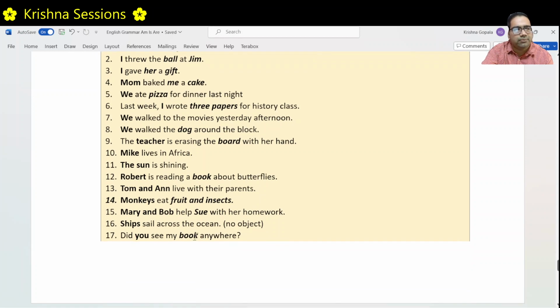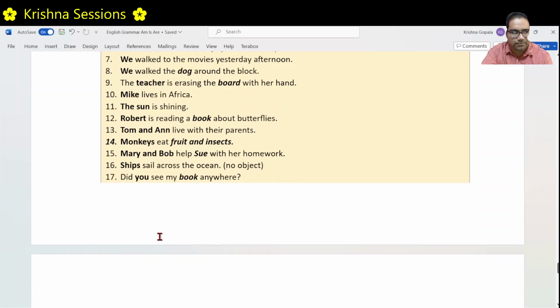Did you see my book anywhere? You is the subject here. Yesterday we discussed already, if there is any confusion, we have to change it to a statement. You did see my book here or there, somewhere. Right. So you is the subject. The book is directly taking the action of the verb see. That's why book is the object.